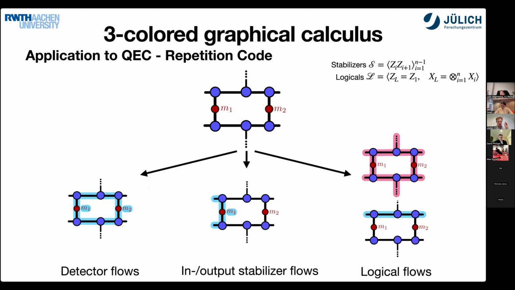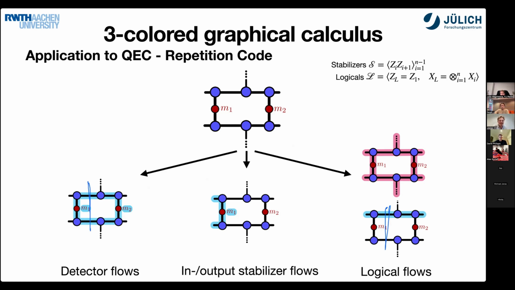Now here I'd like to mention two things. First, if we would, for example, take this detector flow on the left and just cut off the first part of the tensor network, then this would result in turning this detector flow into an input or output stabilizer flow, which would not happen on the logical side. If we cut here, the logical flow stays a logical flow.